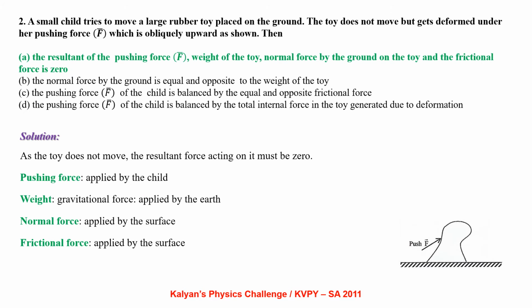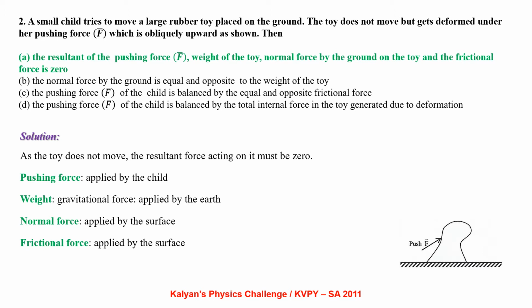A small child tries to move a large rubber toy placed on the ground. The toy does not move but gets deformed under her pushing force F, which is obliquely upward as shown. Then, the resultant of the pushing force, the weight of the toy, the normal force by the ground on the toy and the frictional force is 0. The normal force by the ground is equal and opposite to the weight of the toy. The pushing force of the child is balanced by the equal and opposite frictional force. The pushing force of the child is balanced by the total internal force of the toy generated due to deformation.